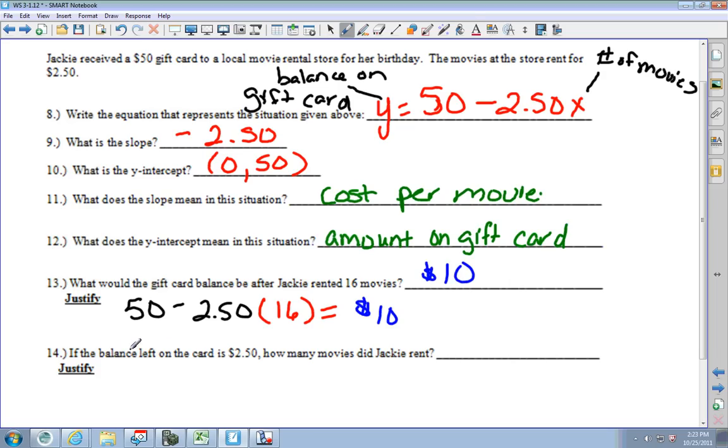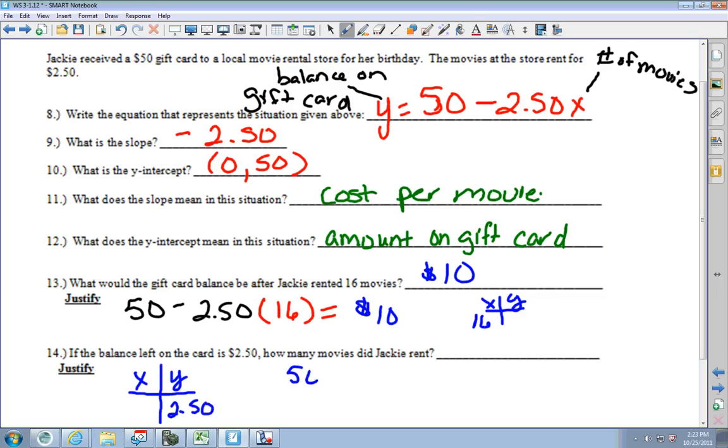Then it says if the balance left on the card is $2.50, how many movies did Jackie rent? Oh, let me go back up here for a second. The other way is I could go in the table where X and Y is by putting this into Y1 and looking to see where X is 16. And then I could find my answer. On this one, it says when the balance left on the card is $2.50, so you would look and see where Y was $2.50 because Y was the balance.